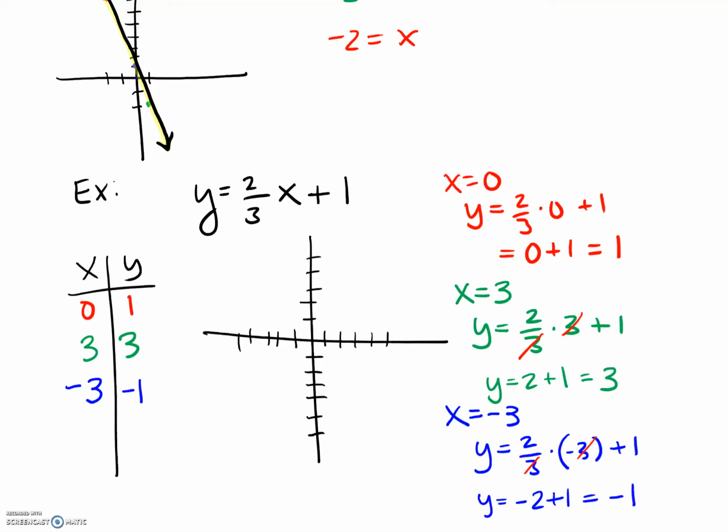And then we're just going to graph each of those. -3, -1 puts me here. The 0, 1 that we have is there. And then 3, 3 is there. And again, we did not screw anything up. They're all in a nice, beautiful straight line. So we can go ahead and draw our line through them.